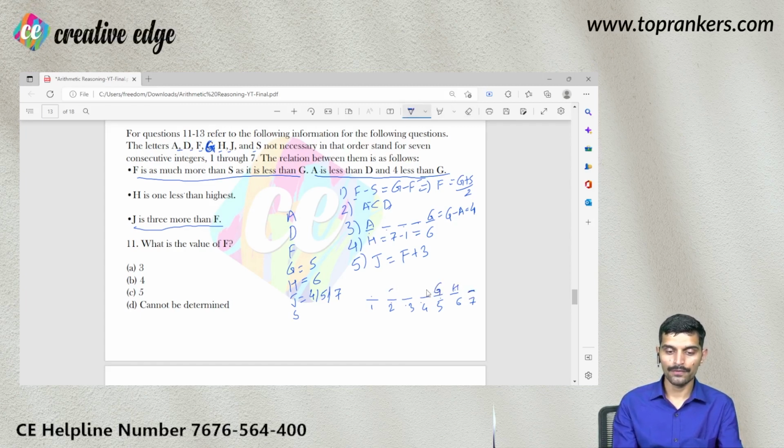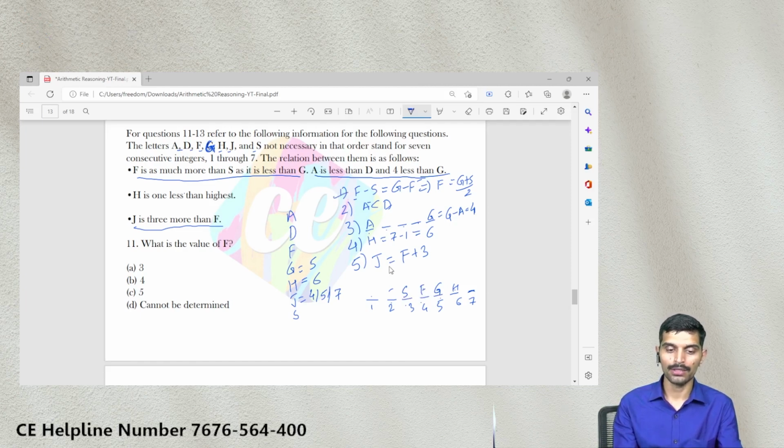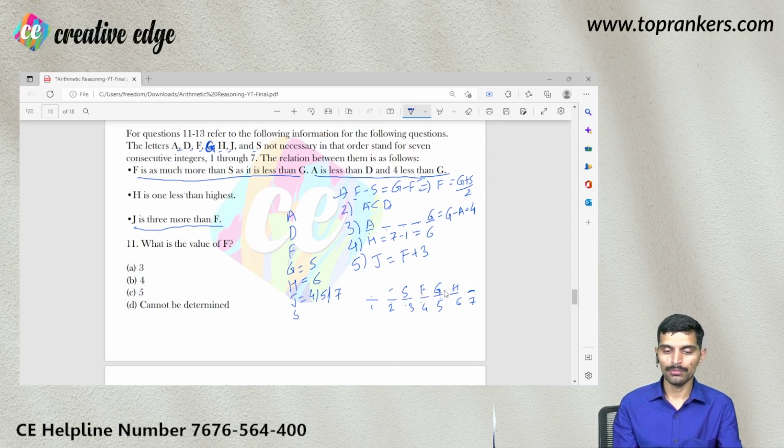So if G is on 5, can I say F on 4? If F is on 4, then S is on 3. So G minus F is 1, F minus S is also 1, so this condition is satisfied. J is F plus 3, so J is at 7. This condition is satisfied.